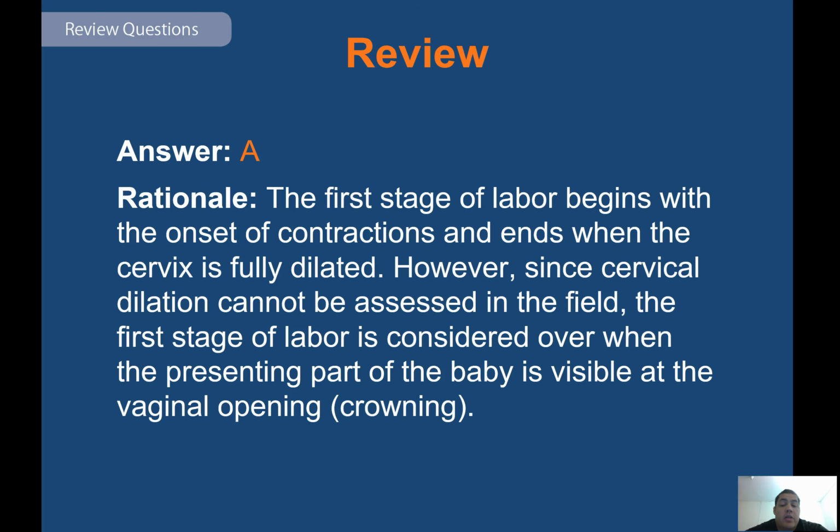So, A: the first stage of labor begins with the onset of contractions and ends when the cervix is fully dilated. However, since cervical dilation cannot be assessed in the field, this first stage of labor is considered over when the presenting part of the baby is visible at the vaginal opening, or crowning.